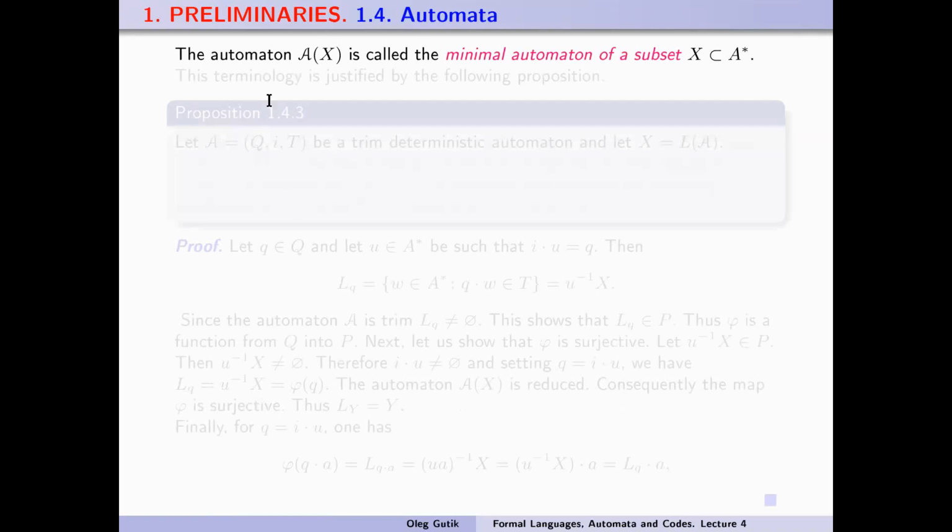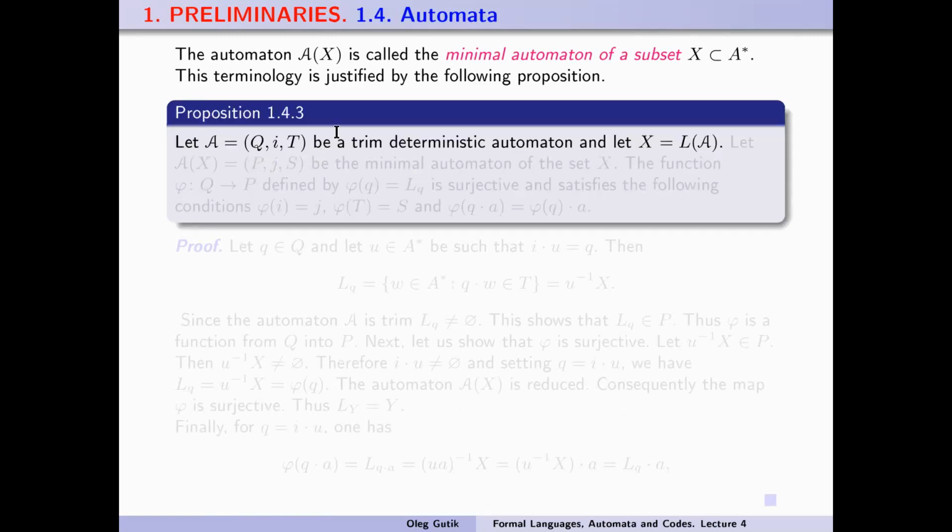So later, the automaton A of X we shall call the minimal automaton of the subset X of the free monoid A star. This terminology is justified by the following proposition. Let A be a trim deterministic automaton with set of states Q, initial state I, and terminal states T, and let X be equal to L of A.